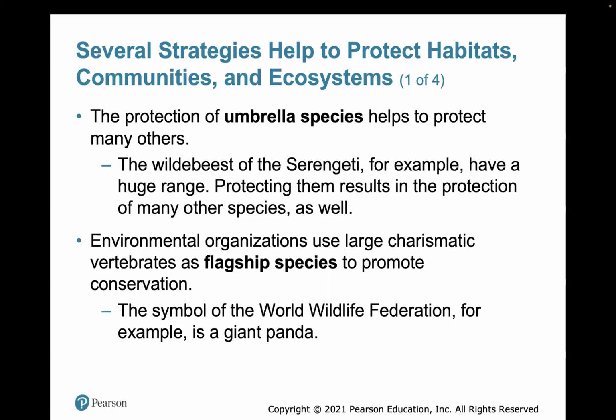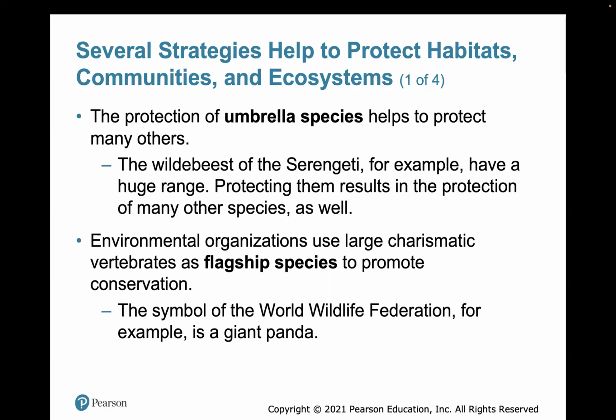Something called umbrella species. The word umbrella means they're kind of like an umbrella to protect many others. Umbrella species are large animals that roam great distances, like lions in Serengeti and wildebeest. And because these types of animals require large areas, meeting their habitat needs helps meet those of species that don't need as much area, like plants and fungi.